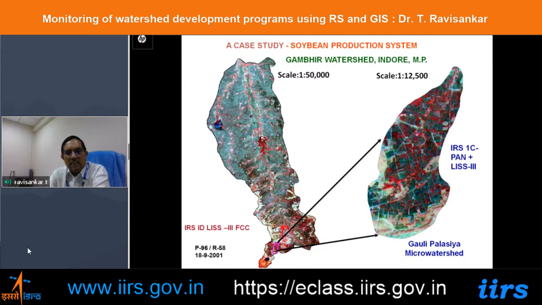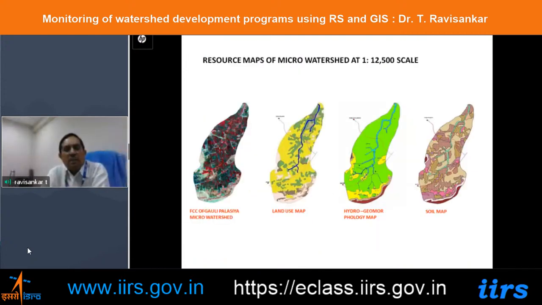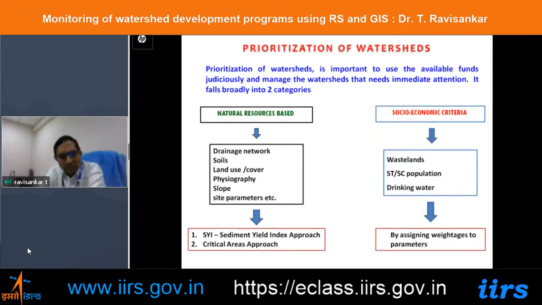And these are the basic resource maps that we prepared at 1:12,500 scale. This project we did around the 2000 to 2005 time frame, because all these form the experience for us to come to the national level. That is why I'm giving a background before I go to national level programs. What we have done is we have basically prepared thematic maps like soil, land use, and hydrogeomorphology maps. And based on that, we have tried to identify some critical areas, so that the resources can be optimally utilized.